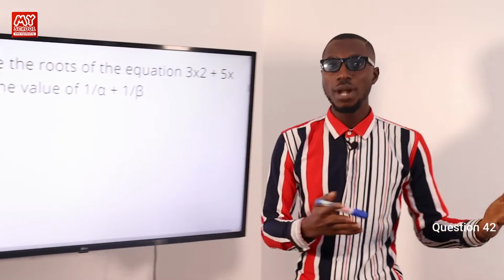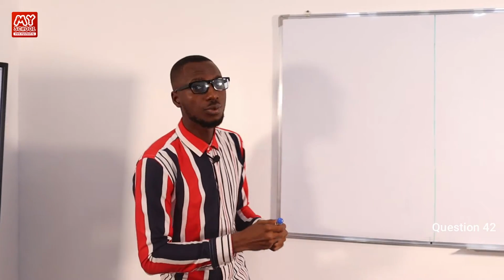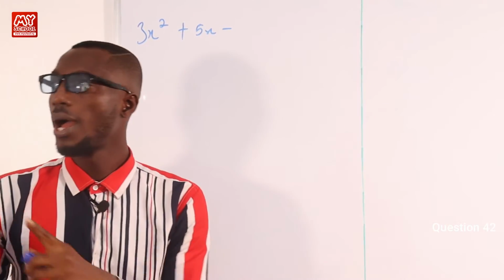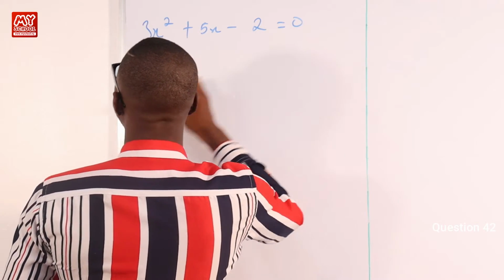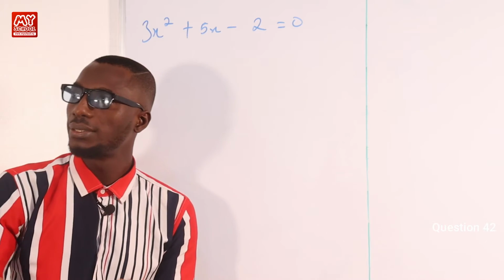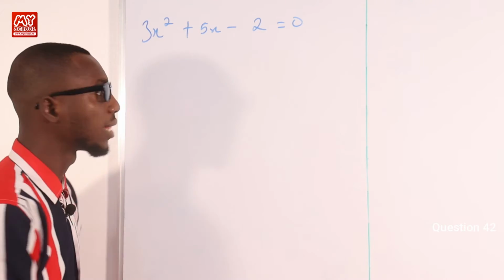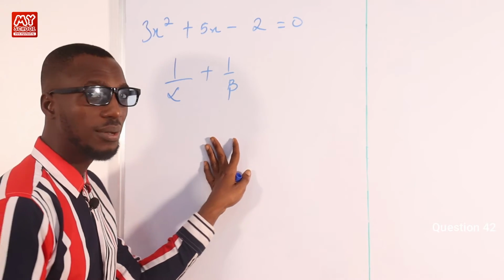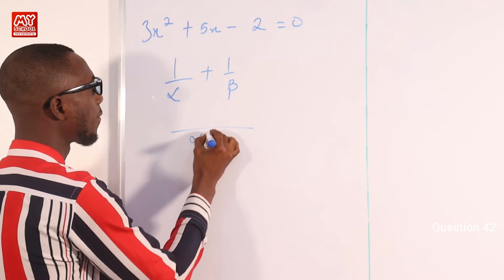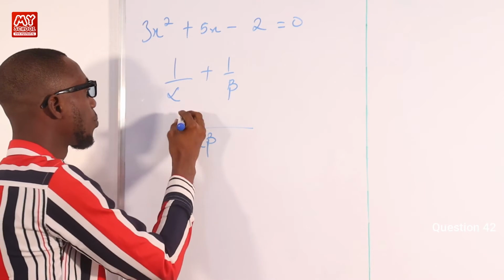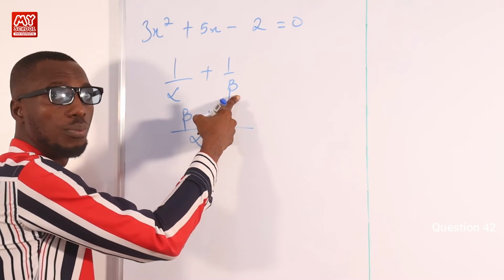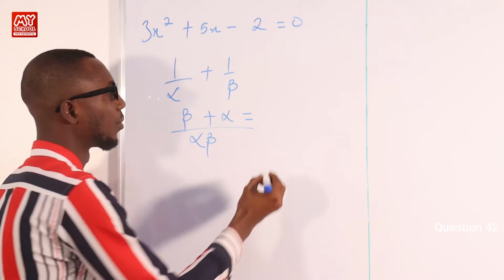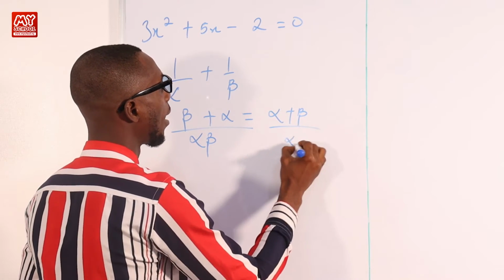So we just have to write out the equation on our board. So we have 3x squared plus 5x minus 2. Then the equation requires that we find the value of 1 over alpha plus 1 over beta. So the first thing we have to do here is just to find the LCM. The LCM here will be alpha beta. This will be left with beta times 1. We have beta plus this will be left with alpha times 1, we would have alpha. If you want to arrange it properly, you can have alpha plus beta over alpha beta.